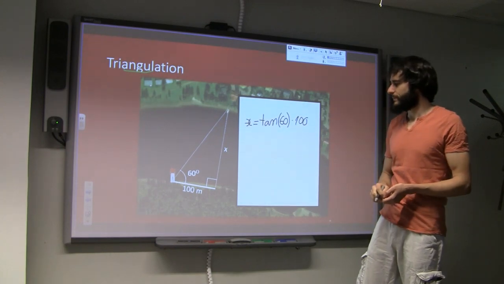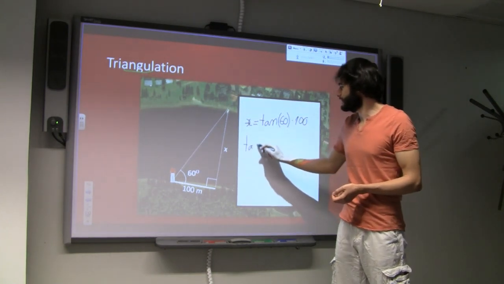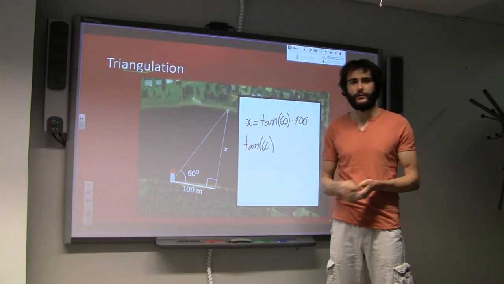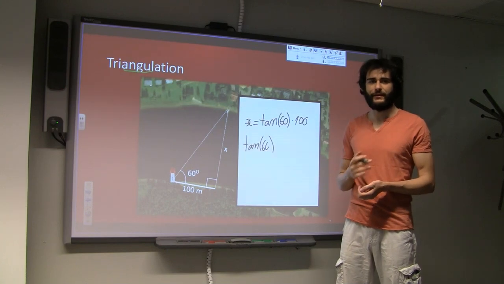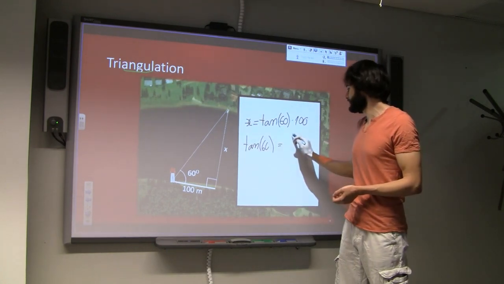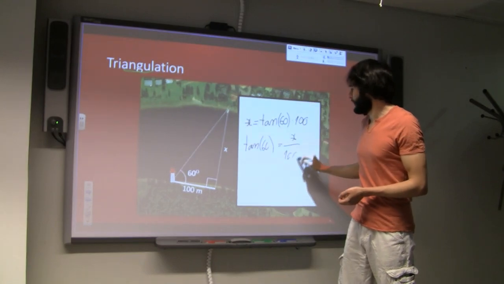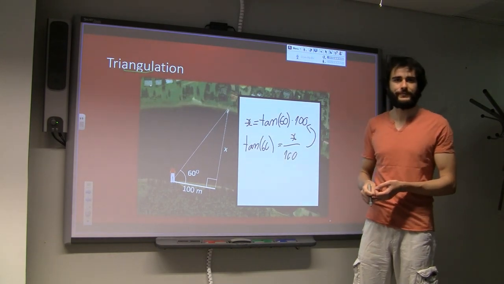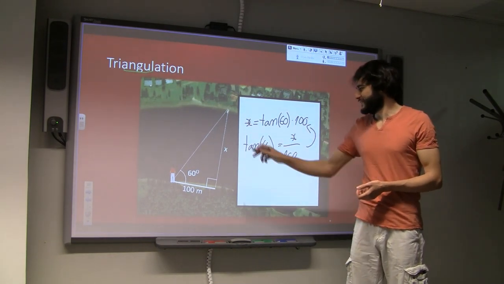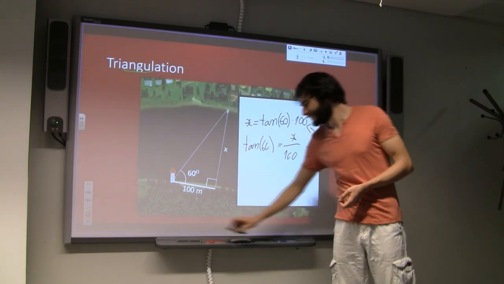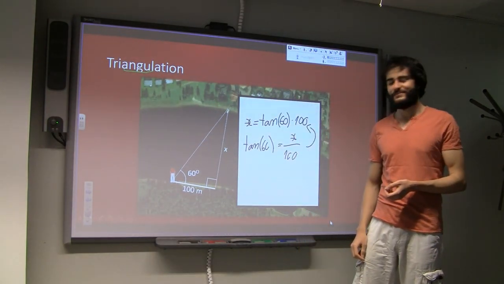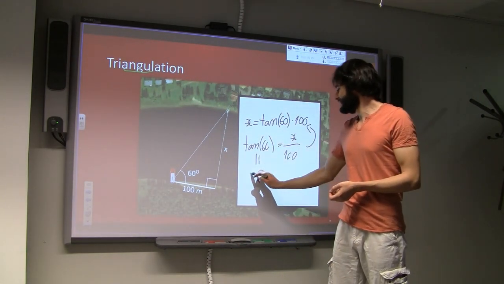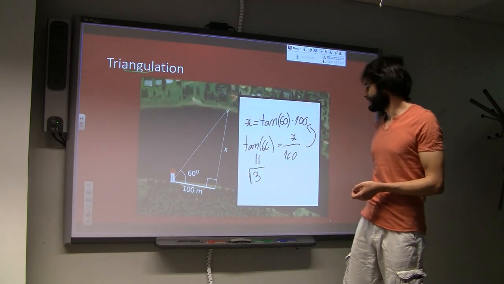Okay, so what is tangent of this angle if we look at this ratio here? So it's x divided by 100. So you did this step first, and then from that you came up to the conclusion for x. Right. Okay. So how much is tangent of 60 degrees? Square root of 3, I think, but I'm not sure. Wow. You're really good. So x is 100 times square root of 3.